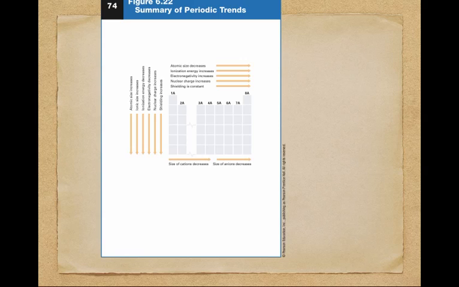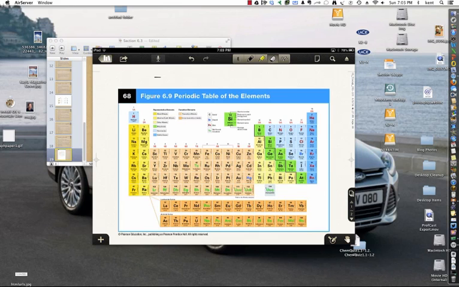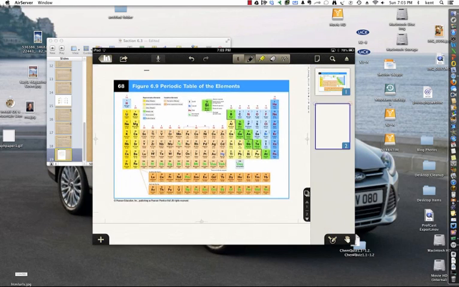As you go to the right, the atomic size decreases, ionization energy increases, electronegativity increases, nuclear charge increases, shielding is constant. If you go down, you've got the atomic size increasing, ionic size increasing, ionization decreasing, electronegativity decreasing. All right, let me show you what I like to do. Here's what I think of when I do this. If I want to remember these, this is what I'm going to do. Let's add a page on here so I have something new to write on.